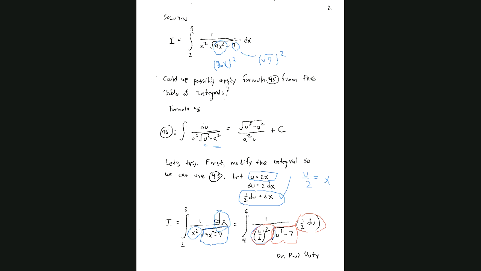And then, of course, both the x limits, 3 and 2, get replaced by 6 and 4, because u is equal to 2 times x.